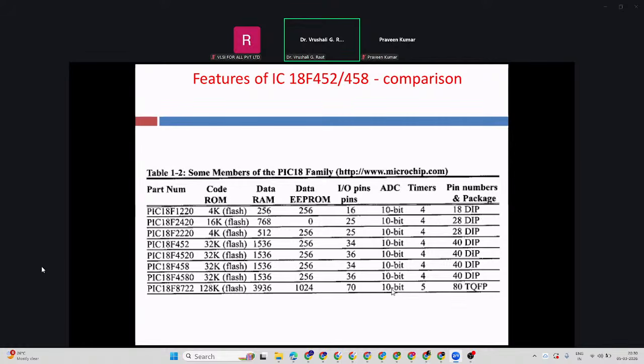ADC is almost remaining constant. Timers are increasing in some cases. In the last case, the timer increases. And what is also changing is the pin packaging. Actually, size reduces in TQFP, whereas in DIP you have pins on just two sides, and that's why it is a big chip comparatively. In TQFP, you have pins on all four sides, and that's why the size is also reducing comparatively, right? So this is how the comparison is there for the PIC 18 family.